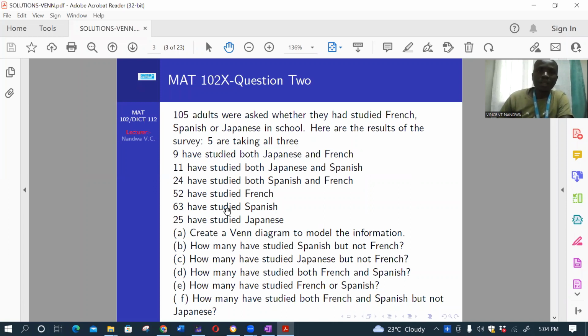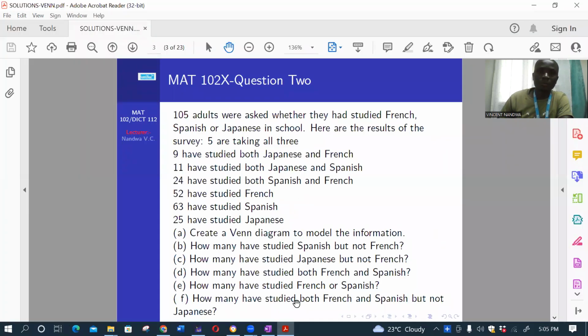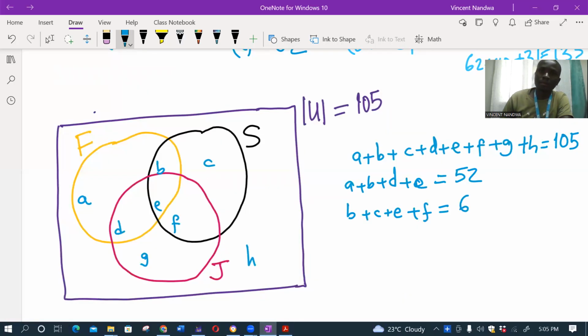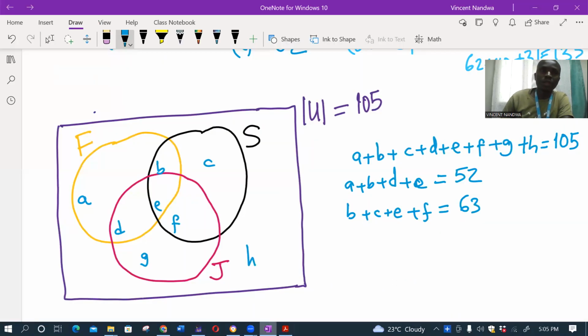Then 63 had studied Spanish. So Spanish is this black circle. So the black circle is made up of B, C, E, and F. So this total should give me 63. And then those who had studied Japanese, according to the question, are 25. 25 had studied Japanese. So I write D plus E plus F plus G should give me a total of 25.